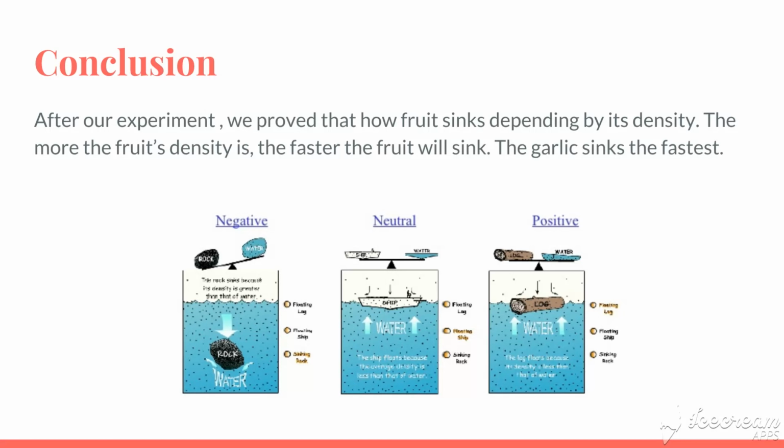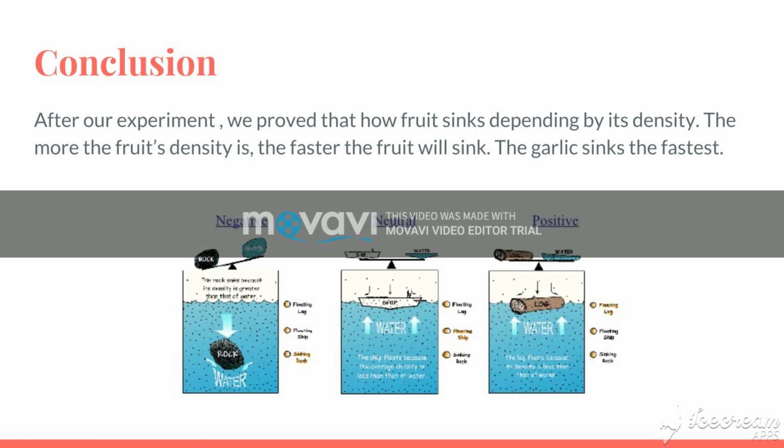So for our conclusion, after our experiment, we proved that how a fruit sinks depends on its density. The more dense the fruit is, the faster the fruit will sink, and the garlic sinks the fastest.